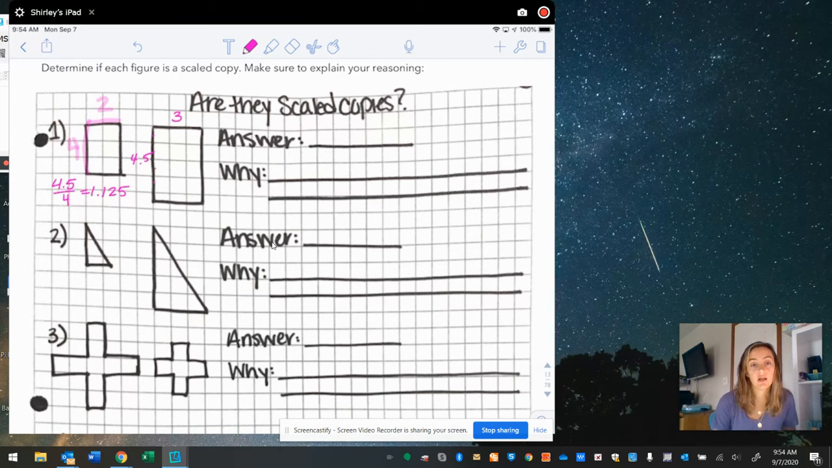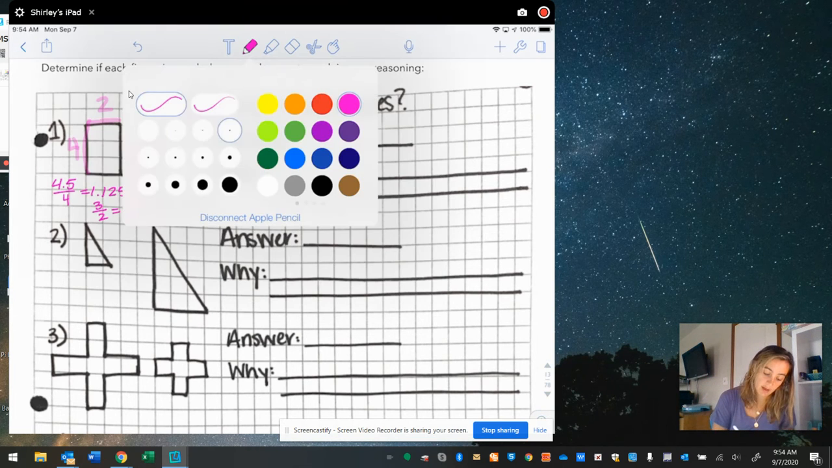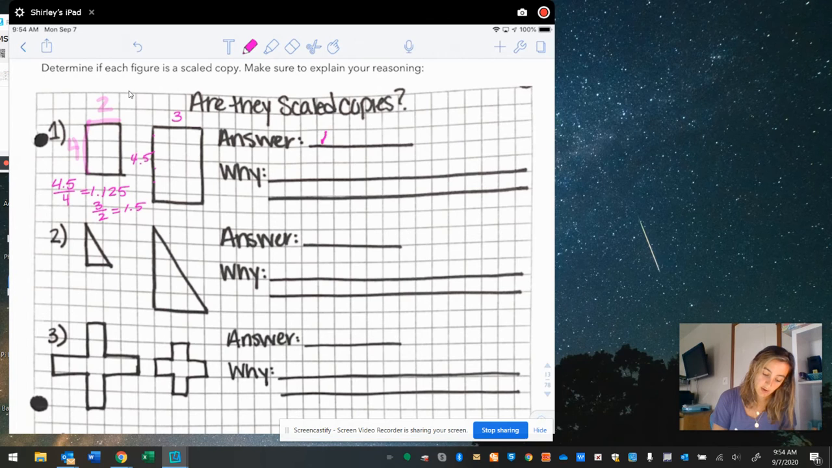So then I want to check and do the other one. We're getting bigger, so big number divided by small number means we're going to do 3 divided by 2, and that's going to give me 1.5. If your scale factors are different numbers, so I didn't get the same thing, then that tells us they're not scaled copies. So we are going to go ahead and say no. There is no scale factor.